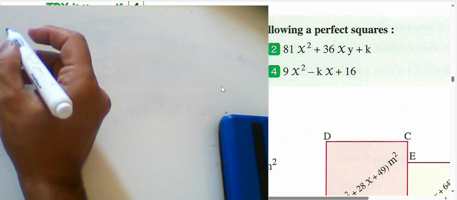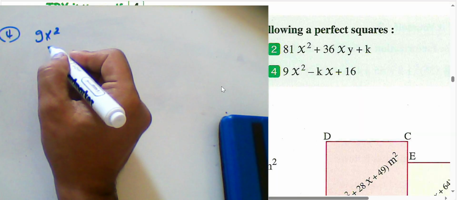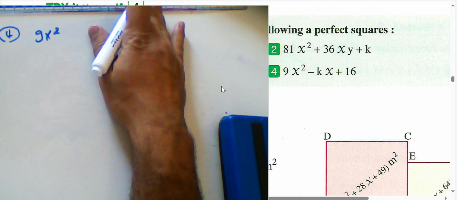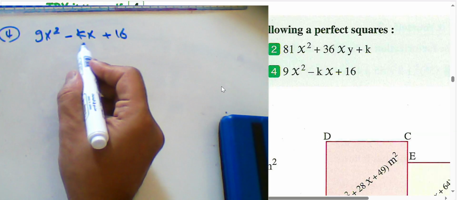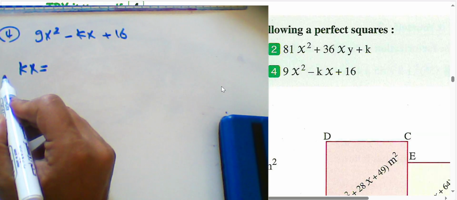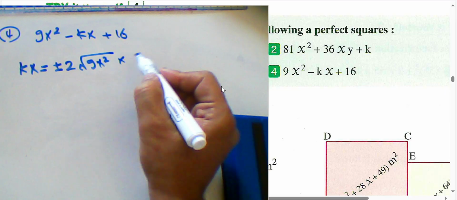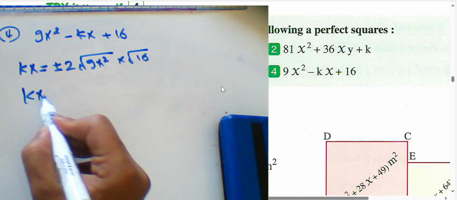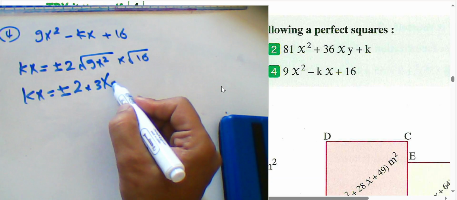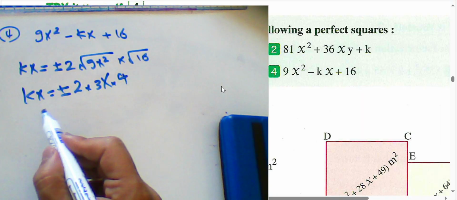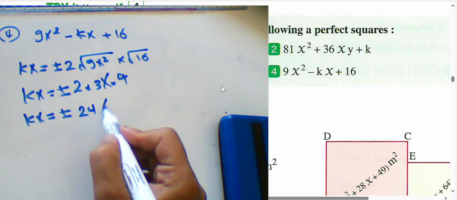K here lies in the middle. Number 4: 9x power 2 minus kx plus 16. K here lies in the middle. Then we know kx equals positive or negative 2 times the square root of the first, 9x power 2, times the square root of 16. Then kx equals positive or negative 2 times the square root of 9, which is 3, and x, and the square root of 16 equals 4. Then kx equals positive or negative 2 times 3 is 6, 6 times 4 equals 24x.